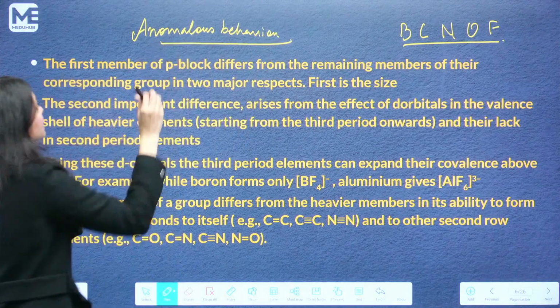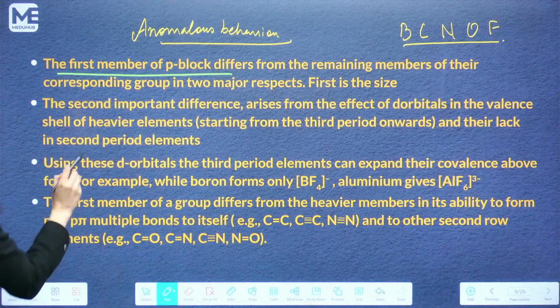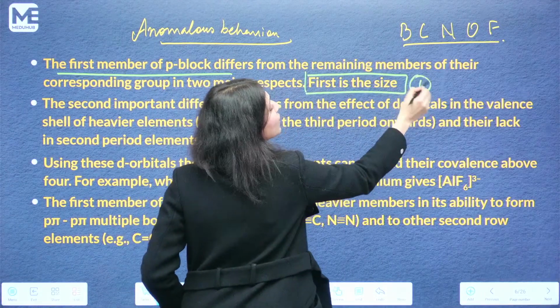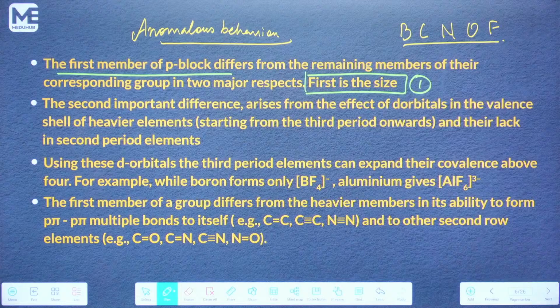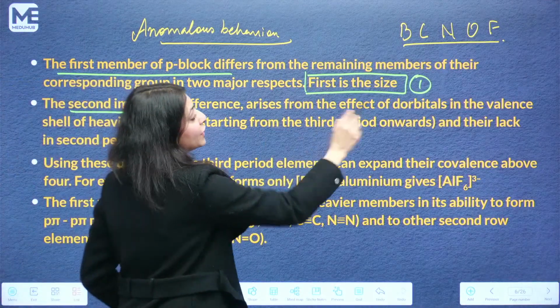The reason is the first member differs because of two major reasons. The first is size. The first member is the smallest in size. Because of this, the properties of the first member differ from those of the other members. The second important difference arises from the effect of d orbitals.